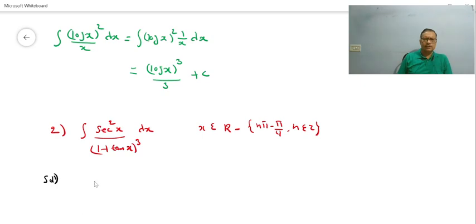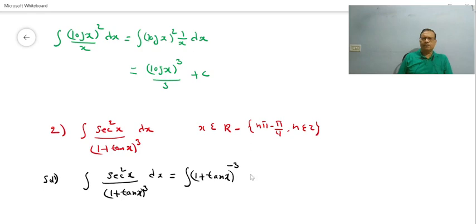Right. So what is given? Integral of sec²x by (1 + tan x)³ dx. This can be written as 1 by (1 + tan x)³, which is (1 + tan x) to the power of minus 3, into sec²x dx.